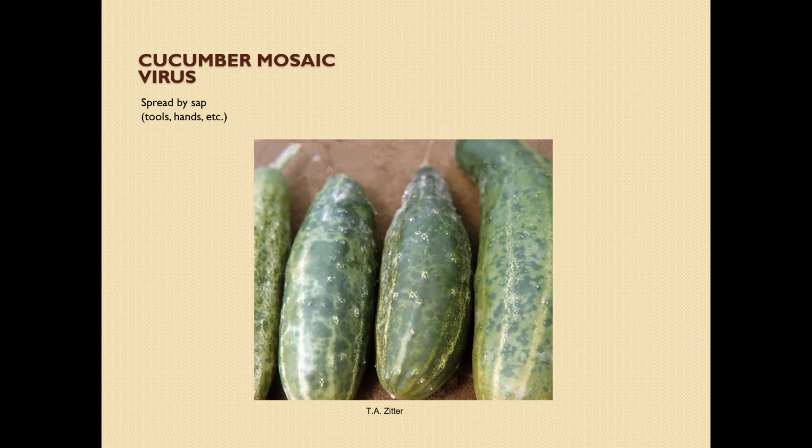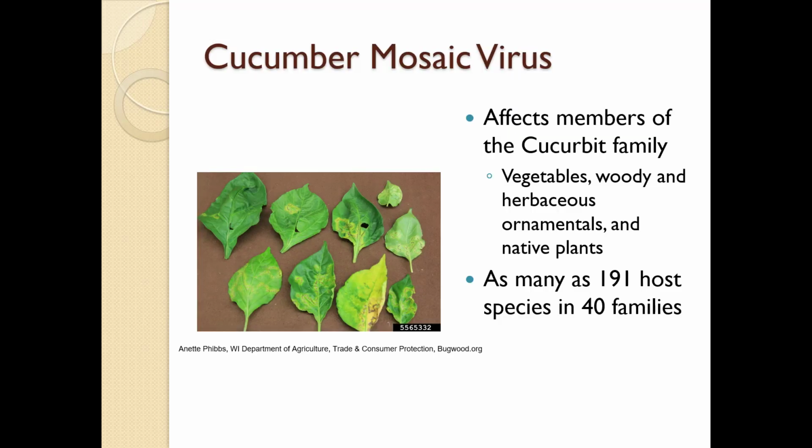Okay, here's what it looks like. Cucumber mosaic virus, spread by sap, tools, hands, etc. So cucumber mosaic virus, of course, affects members of the cucurbit family, but it also gets vegetables, woody and herbaceous ornamentals, and native plants. So as many as 191 host species in 40 families. And this is actually what it looks like on pepper, not in the same family.